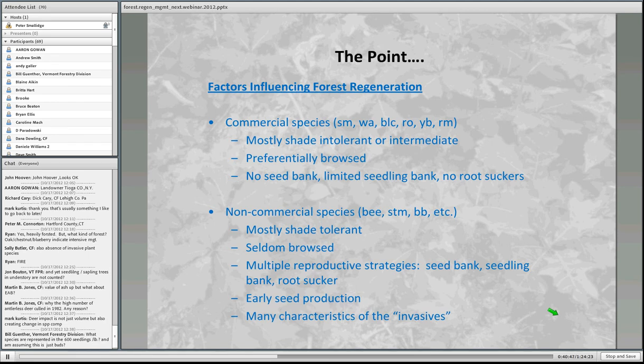So American beech and striped maple and black birch and hop hornbeam tend to be tolerant of shade. They're low on the browse preference. They have multiple or very effective reproductive strategies. They reproduce early and in some cases have many of the characteristics of the invasive or non-native species. And that's why I lump invasives and these species together in a category known as interfering.